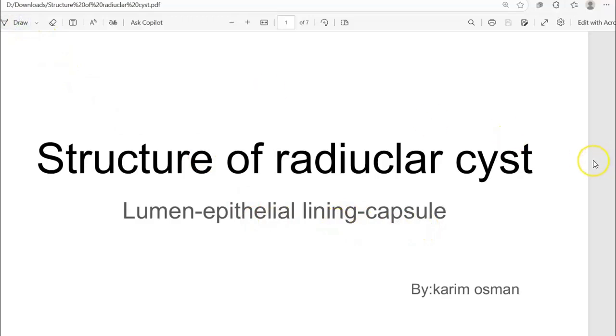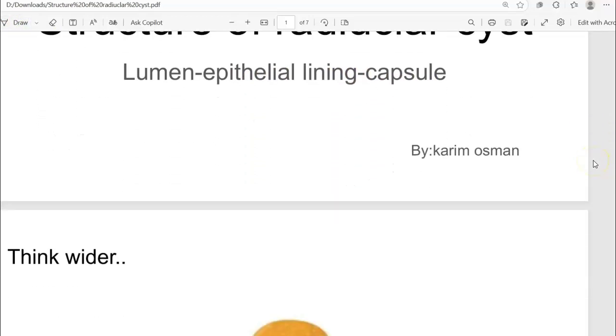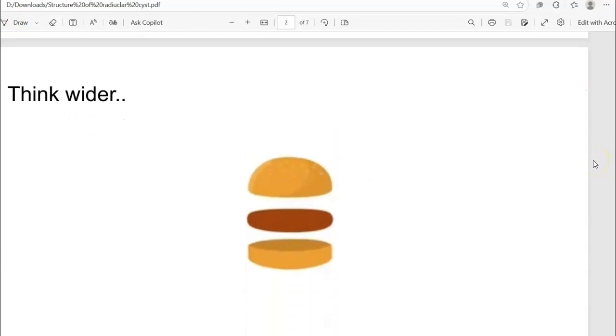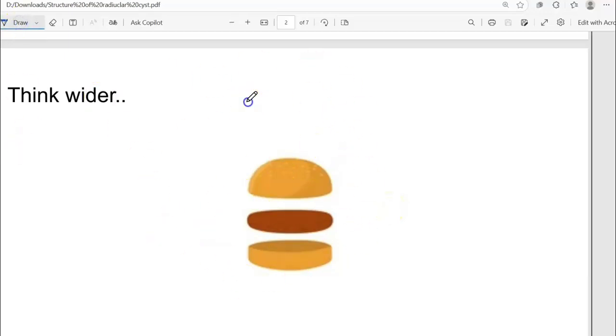Okay? So first of all, let's try to think wider. Let's try to get out of the dental context of it, and just think of the cyst as a hamburger like this, formed of an inner layer, a middle layer, and an outer layer.